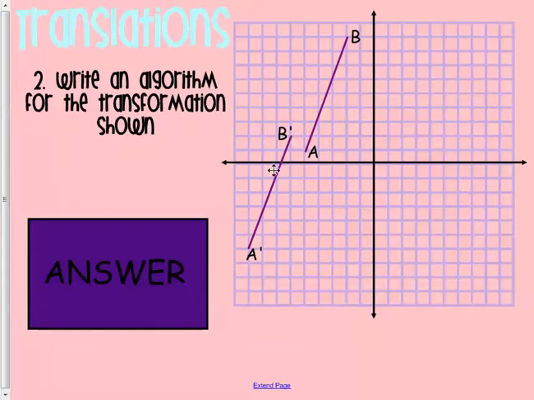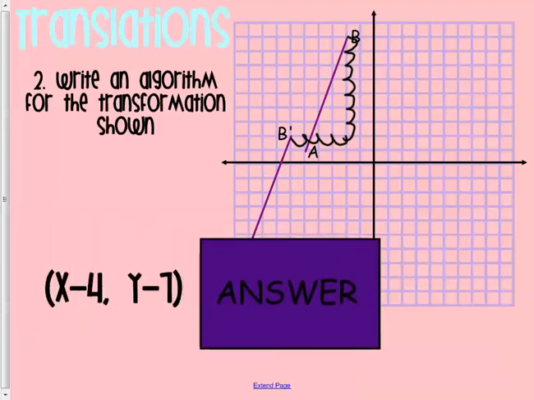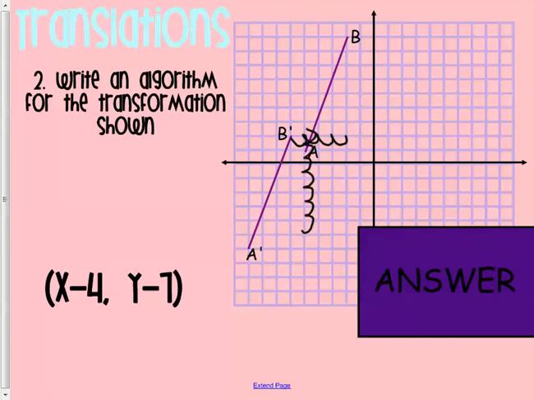Okay, on this one, if we look at B, he's going down 1, 2, 3, 4, 5, 6, 7, and over 1, 2, 3, 4. So if we look at this, he's going back 4, so that's x minus 4, and down 7, so y minus 7. If you look here, it's doing the same thing for A and A's image as well. So when we are structuring this, this algorithm works for both points.